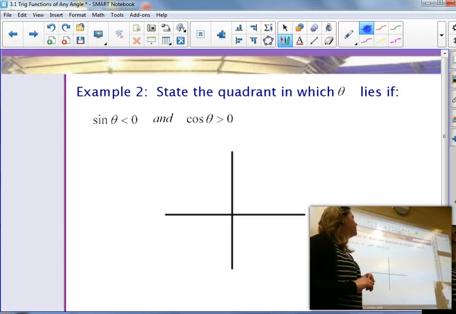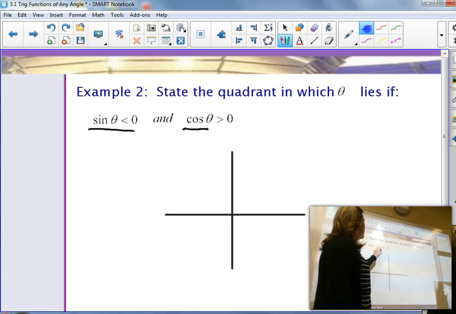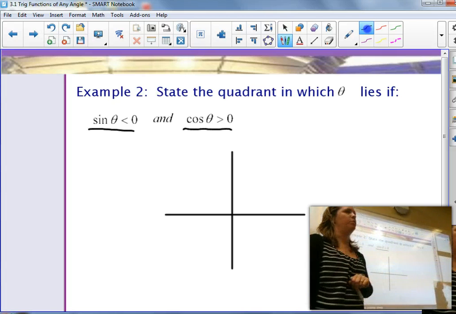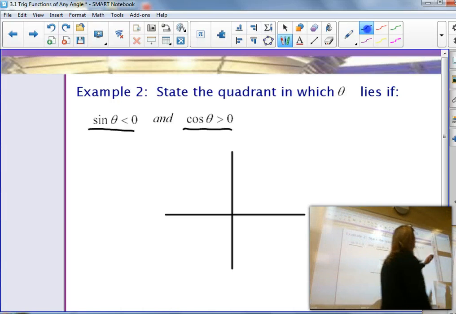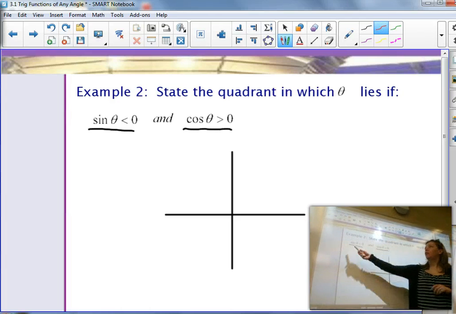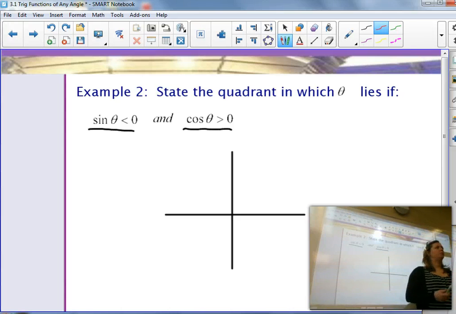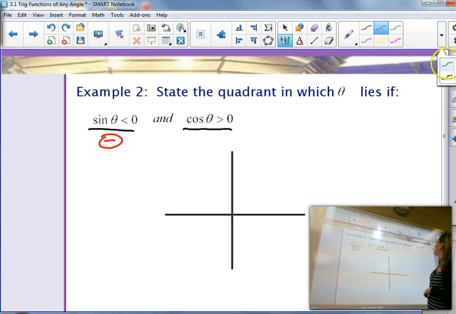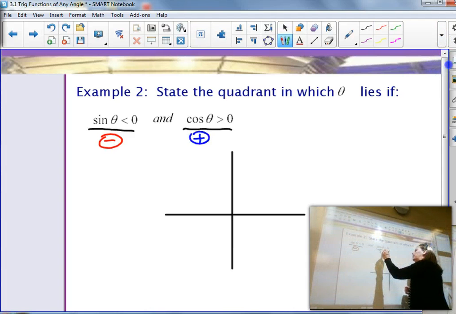State the quadrant in which theta lies if the sine of theta is less than 0 and the cosine of theta is greater than 0. What does this mean? The sine of theta is less than 0. What's that really saying? Negative. Yeah, this is really saying that the sine of theta is negative. The cosine of theta is greater than 0 is really saying that the cosine of theta is positive.